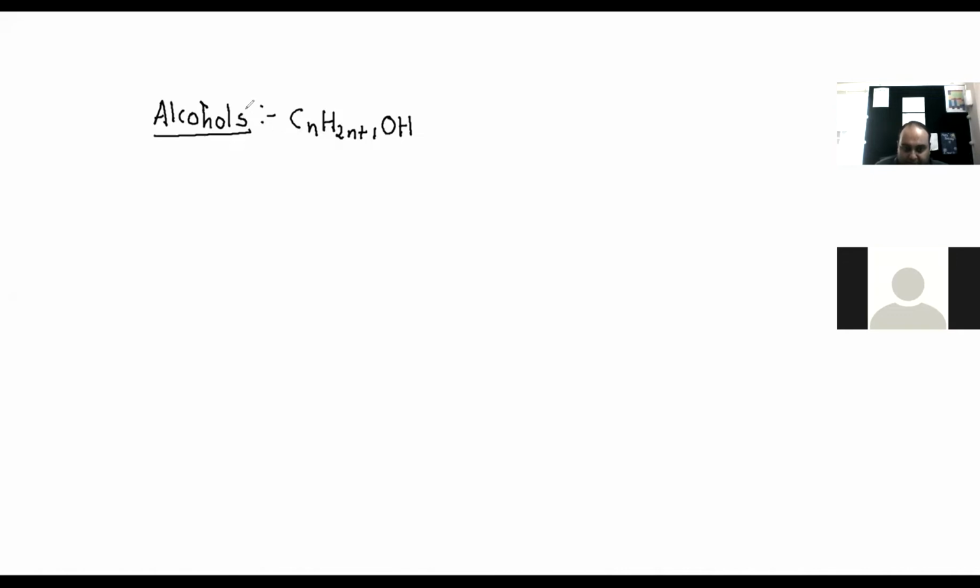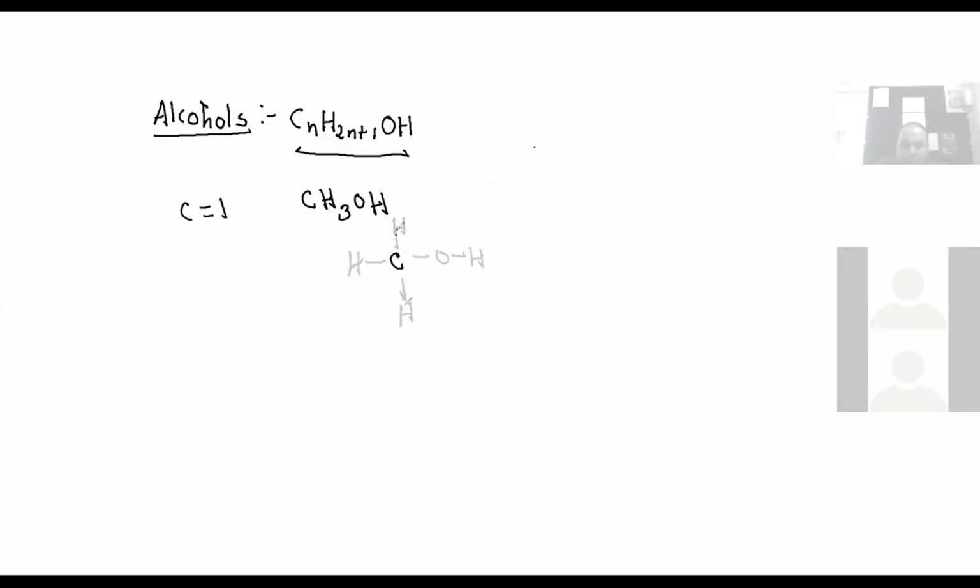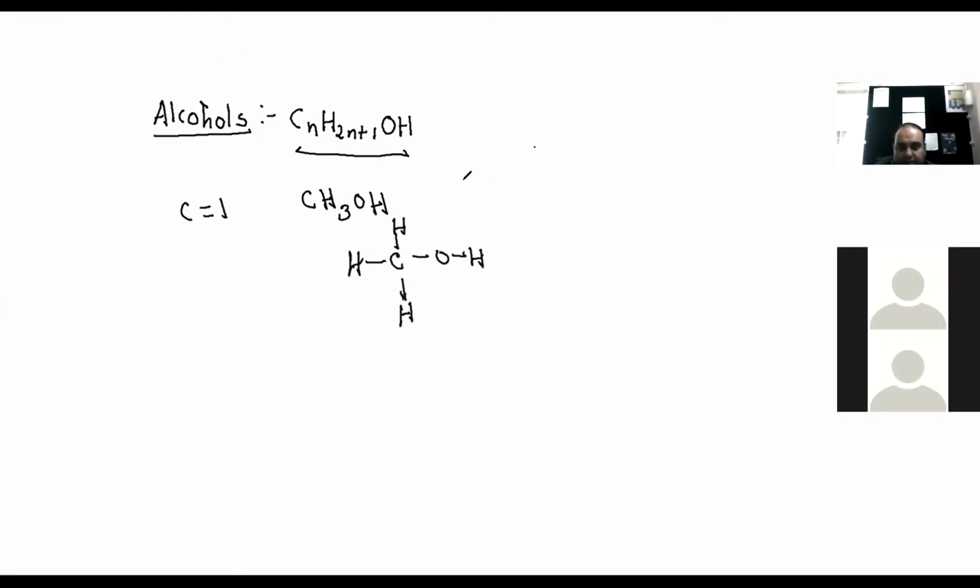So for alcohols, we have a general formula of CnH2n+1OH. If we start with the first carbon, carbon number 1, we'll get CH3OH. So how do we draw it? So this is methanol.